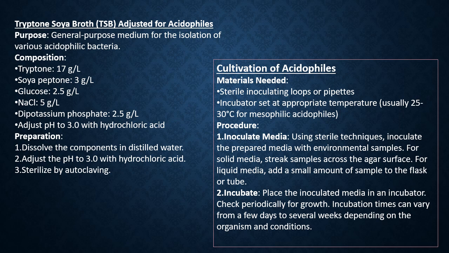Next is about cultivation. Once you have done sampling and the media is prepared, you proceed to cultivation of acidophiles. You need a sterile inoculating loop, pipettes, and an incubator set to the desired temperature. Then how to start? For example, if you are using water as a sample, you need to do serial dilution. Here I would say up to 10 raised to 5 or 10 raised to 6 is okay. No need to go up to 10 raised to 8 or 10 raised to 9. So here you can do serial dilution.